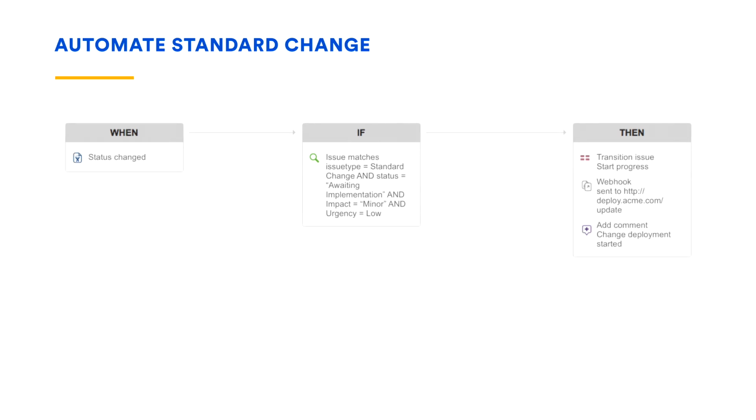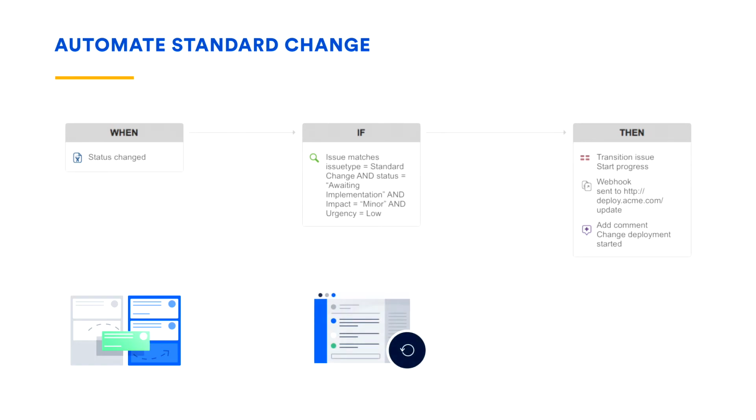Then we follow up with the next part. So once the approval is done, we do transition the status to the next one. So I want to trigger when the status actually changed. And then if the issue matches the standard change criteria, where the urgency is minor, the impact is low, and the status went to awaiting implementation, then what I want to do is transition the issue to actually start the process. So on the JIRA side, we can see that this has already started to deploy.